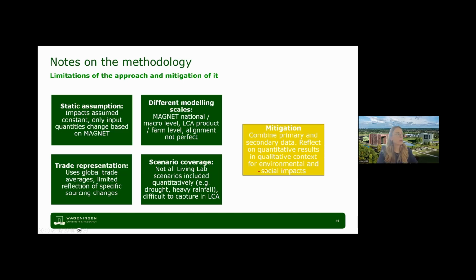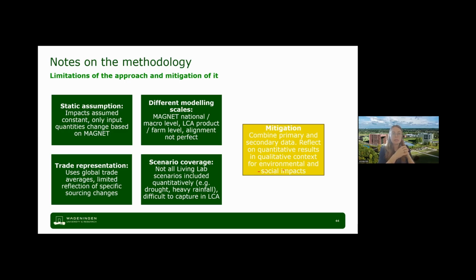Of course, there are some limitations as well, some things we have to note about this methodology. As I said before, this is really a first attempt to match such a macroeconomic model together with LCA, because LCA is very case-specific and region-specific, with primary data. And we match this with a very big macroeconomic model, which is on a more aggregated level. It still gives a lot of nice insights, but we have to note that MAGNET is producing output on sector level, and in LCA we really have product-specific data. So there's different scaling there.